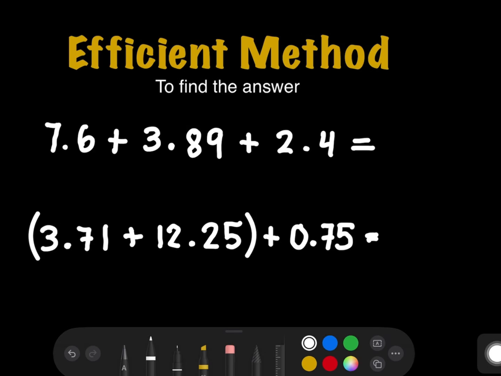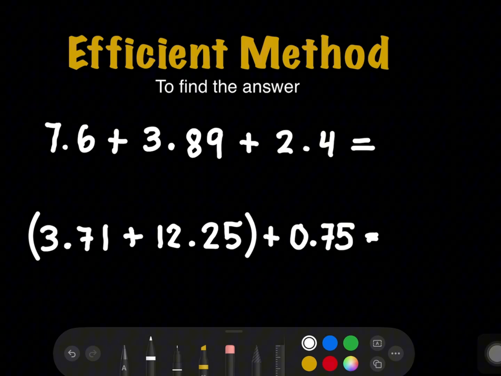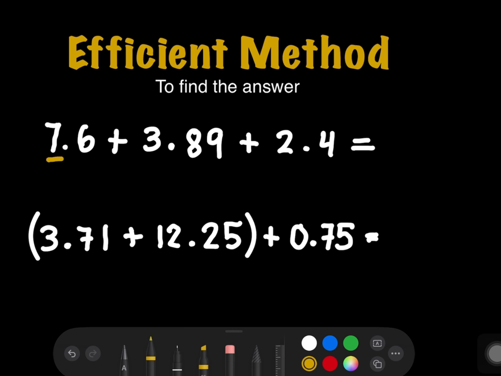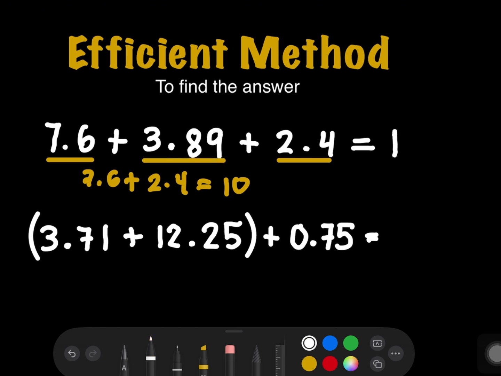If you find difficulty in adding two or more decimal numbers, there is an efficient method to find the answer. For example, if you have 7.6, and then as you can see there is 2.4. When you add them together, you can make 10. So 7.6 plus 2.4 is equal to 10. And all you have to do is just add the remaining decimal number, which is 3.89. So when you add 3.89 plus 10, you will get 13.89.